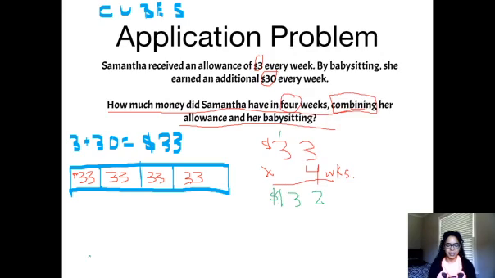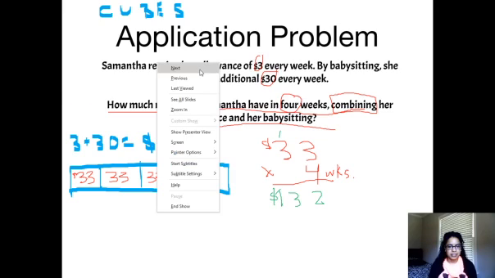Okay. So, if I were to write my answer statement, I will write it down here. I'll let you do that on your own. So you would say Samantha made $132 for, how can I say this and sum it up? So, combining her allowance and her babysitting. So, she earned $132 for babysitting and her allowance. So, that's what you can put. Alright. Not make it too complicated.